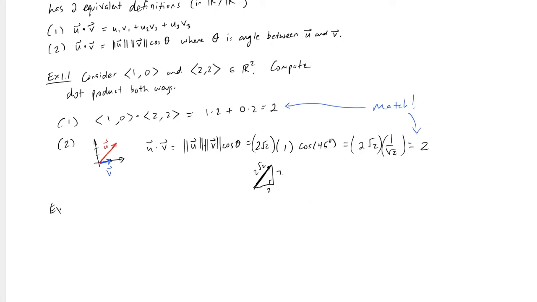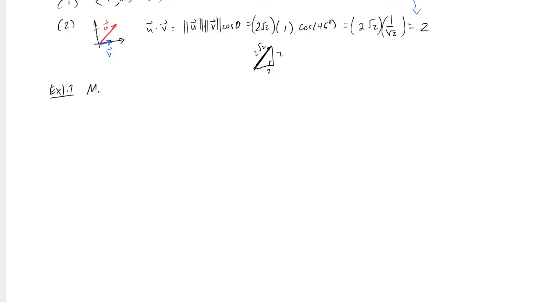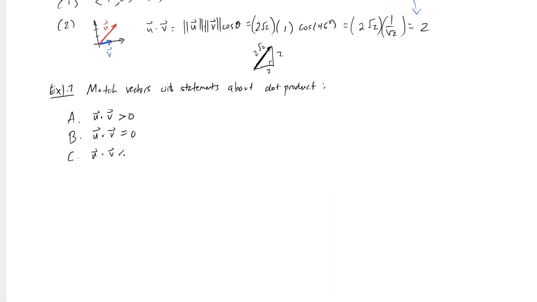All right, let's do another example. In this example, we're going to match vectors with statements about the dot product. So we have three statements. First is U dot V is greater than 0. Second is U dot V is equal to 0. And the last is U dot V is less than 0.